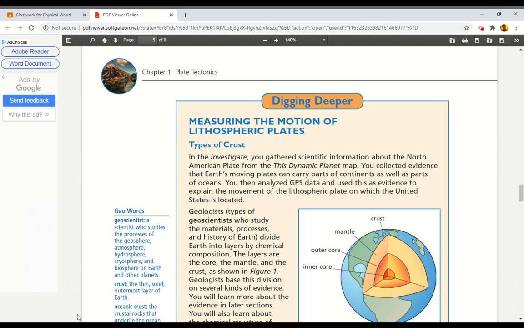Physical World, Chapter 1, Section 2, Digging Deeper, Measuring the Motion of Lithospheric Plates.